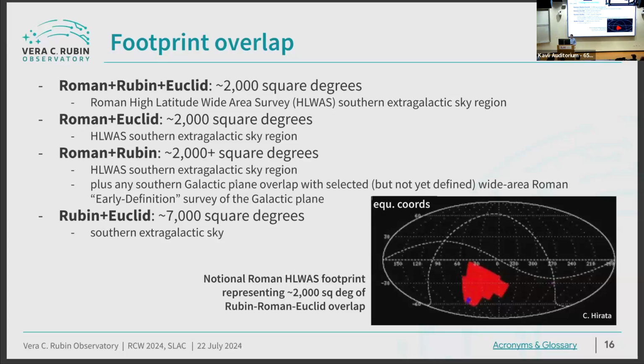And then with Rubin plus Euclid, you get about 7,000 square degrees in the southern extragalactic sky, mainly defined by the deck limit of Rubin plus the galactic and ecliptic latitude cuts that Euclid makes. So here is showing in the red the special 2,000 square degree sky area where you have overlap of all 3.